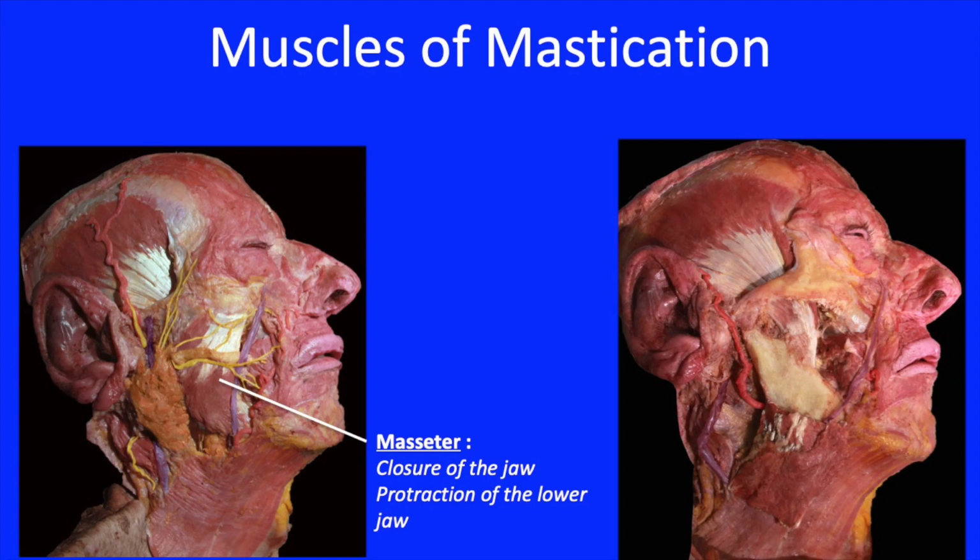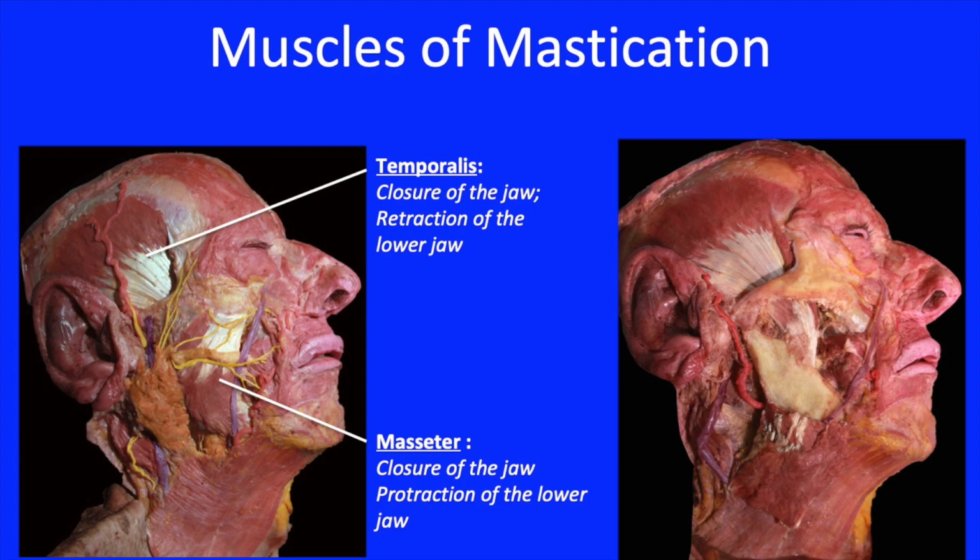First, we see the masseter. Technically, the masseter is not in the infratemporal region, but because it is a muscle of mastication, we include it in this group. The masseter helps to close the jaw and also helps protract the lower jaw.